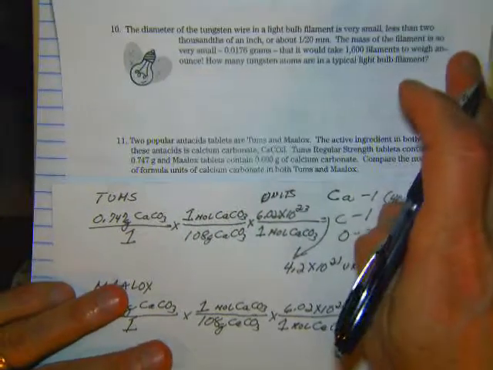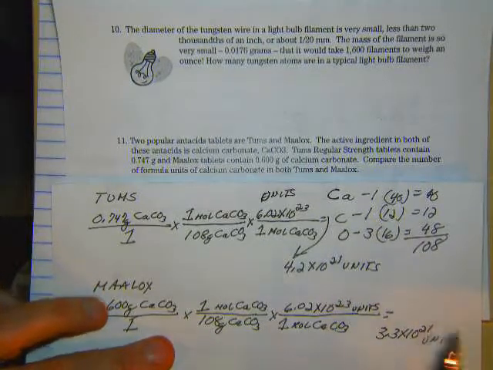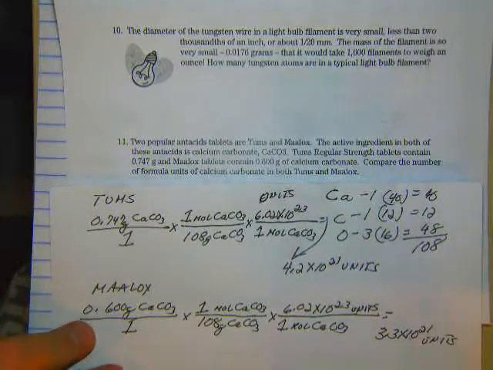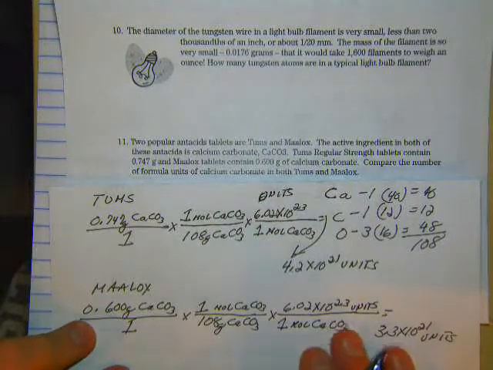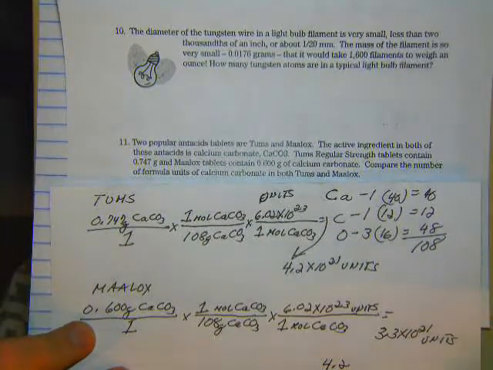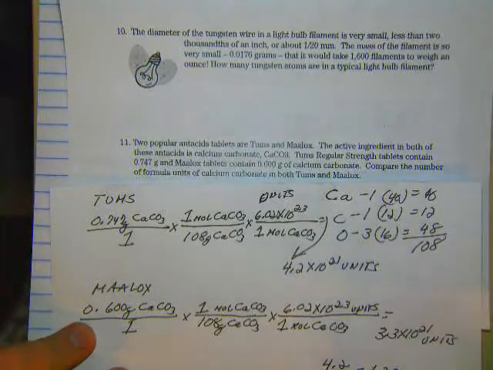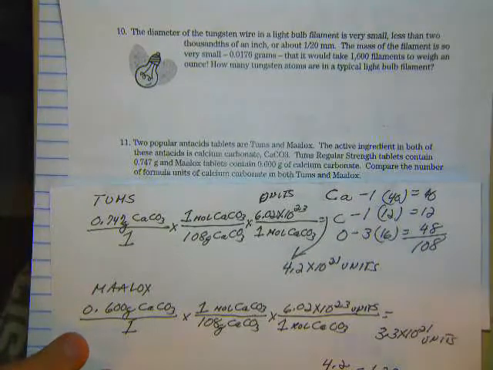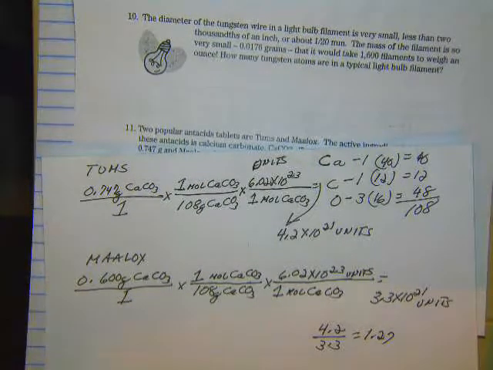And it says compare the number. Well, this one's about 1 1/4 times as much as this one. We both know they're both 10 to the 21st. We can probably eliminate that, and we can go 4.2 to 3.3. 4.2 divided by 3.3, yeah, it's about 1.27. So the Tums has about 1.27 times as much calcium carbonate as Maalox. So that's where that one stands. And that is the last 3 problems on this.